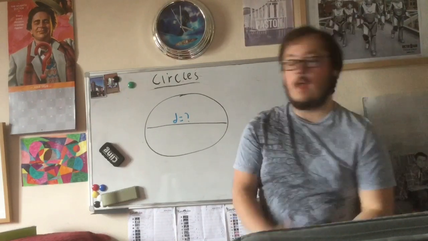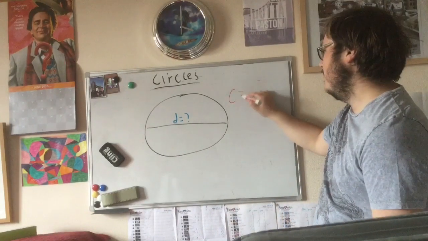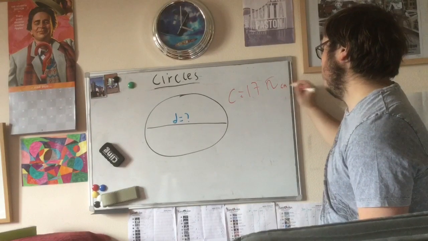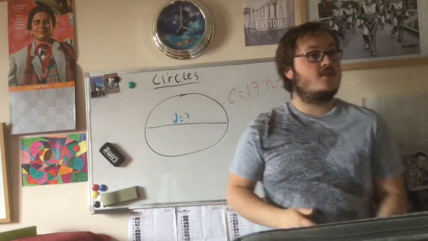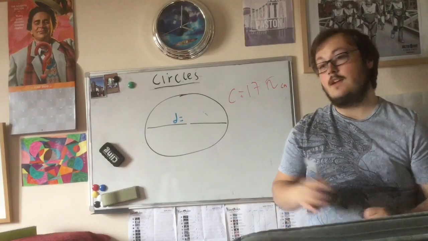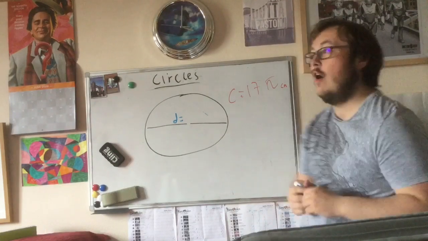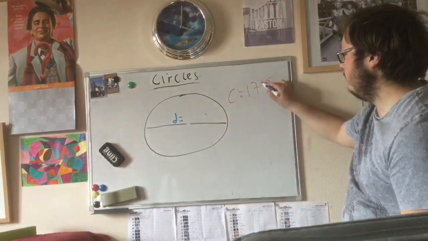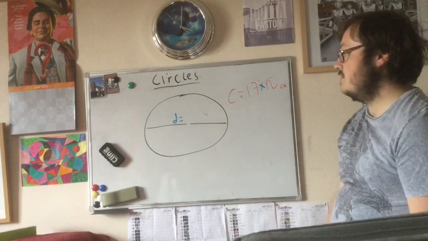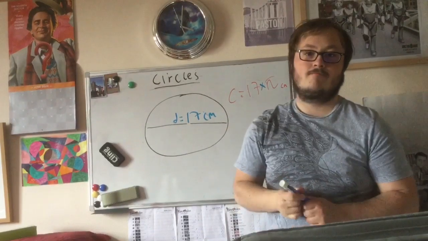I have a circle here. We don't know the diameter, but I know that the circumference is 17 pi centimetres. How much is the diameter? So to work out the circumference, all you have to do is the diameter multiplied by pi. And because I've left it in terms of pi, I've just done the question for you. 17 times pi. And 17, therefore, is the diameter.